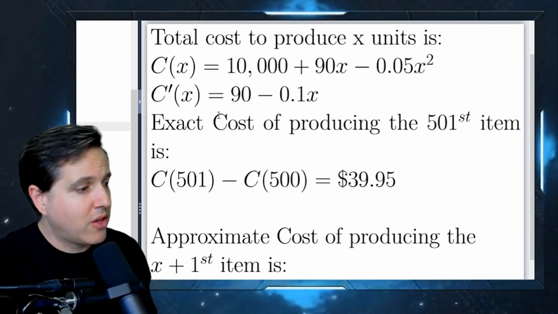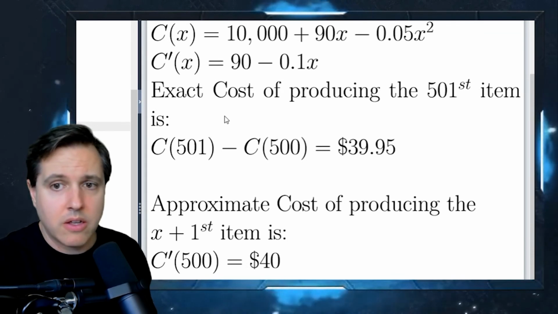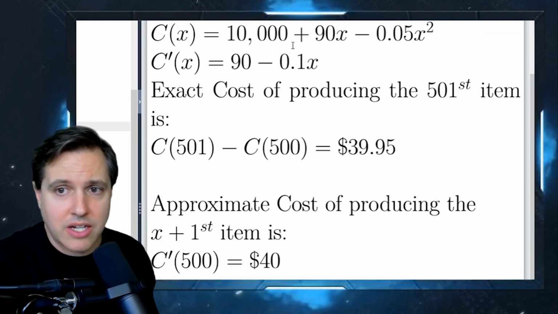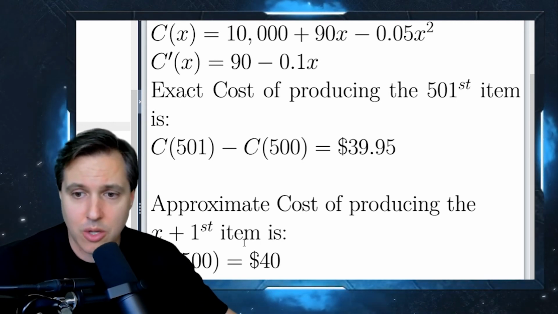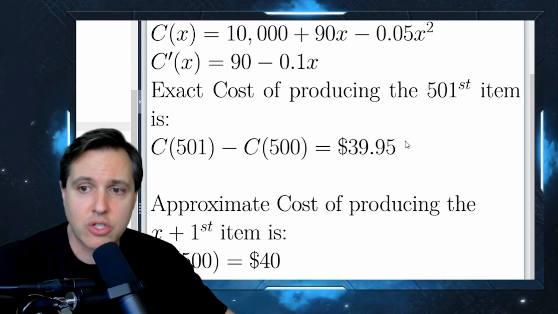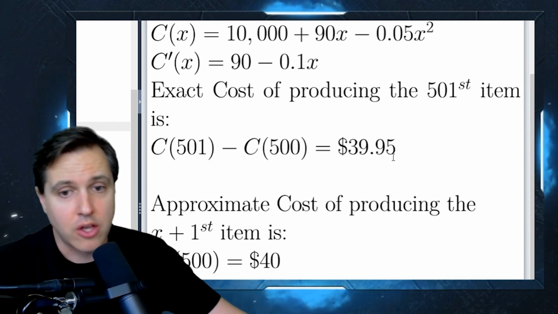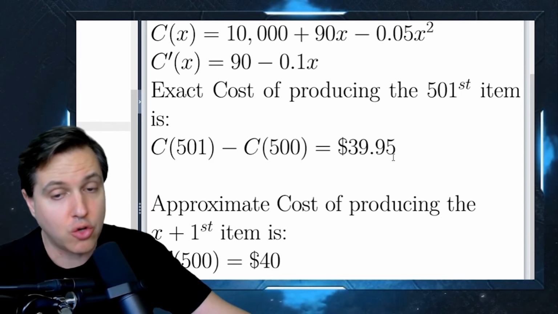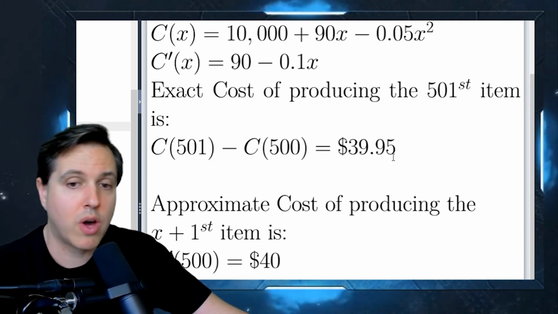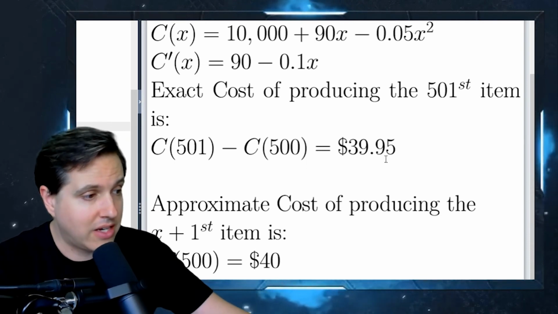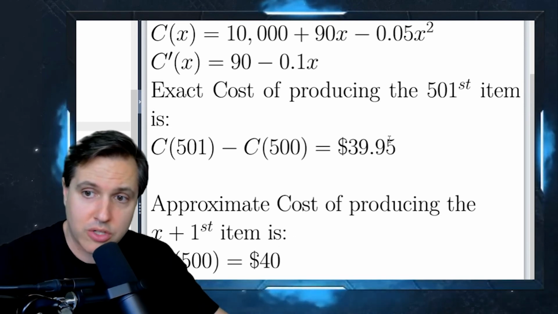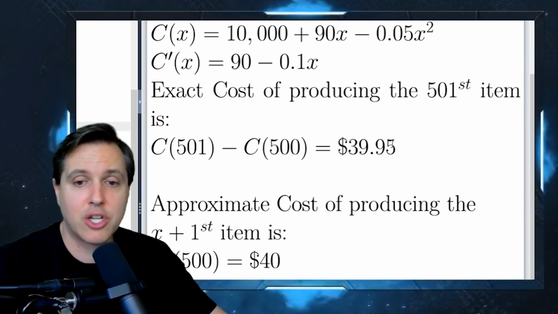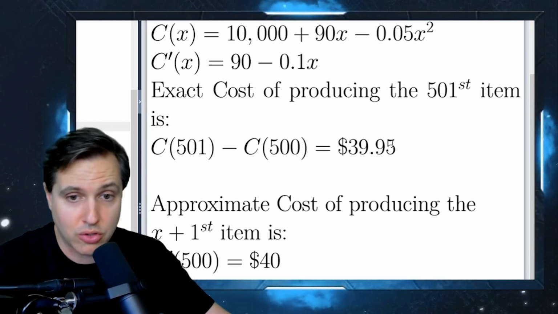And if we want to evaluate that at 500, you would just stick 500 into this derivative function, and we get 40. So you can see that this approximation is really close to the exact value. It depends on the problem you're working on. Do you want the exact value, or do you want an approximation for it? In this case, it worked out pretty good, right? $40 is probably close enough to help you make your decision on whether that next item should be produced or not.